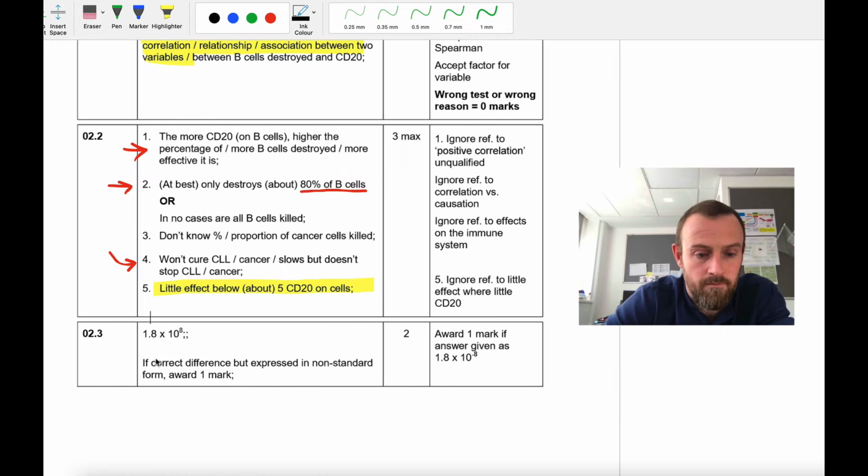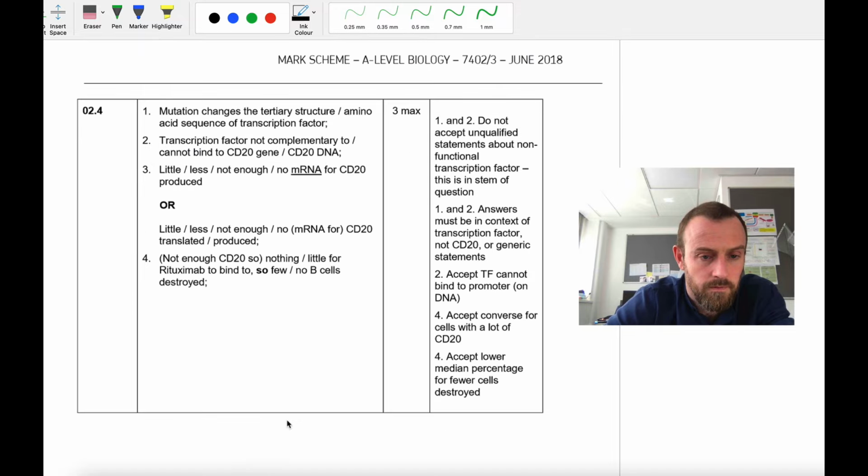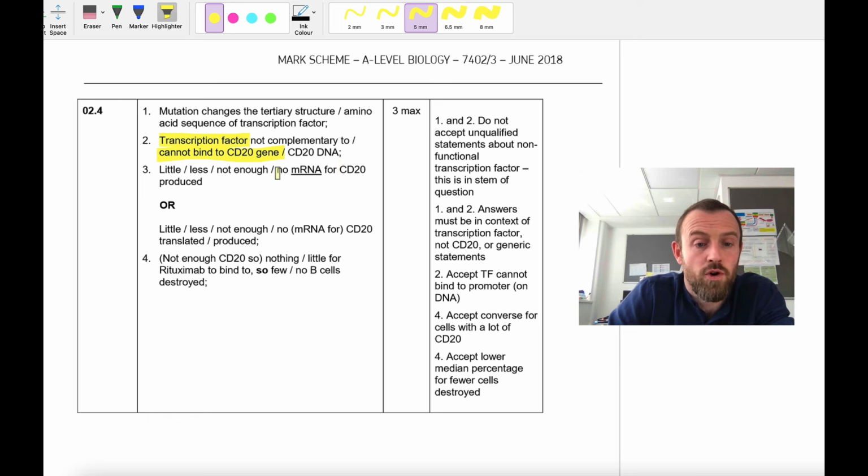Let's check the mark scheme. Okay, so there are 3 marks. When I was talking about it, I said the transcription factor cannot bind to the CD20 gene promoter, so therefore no mRNA or less mRNA is produced, and therefore little for rituximab to bind to, or rituximab cannot bind to the CD20, so no B cells destroyed. So that would have just about got it.